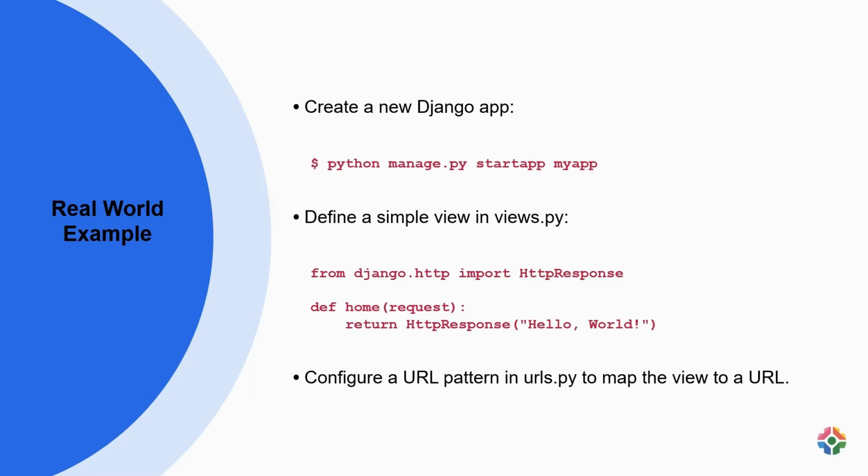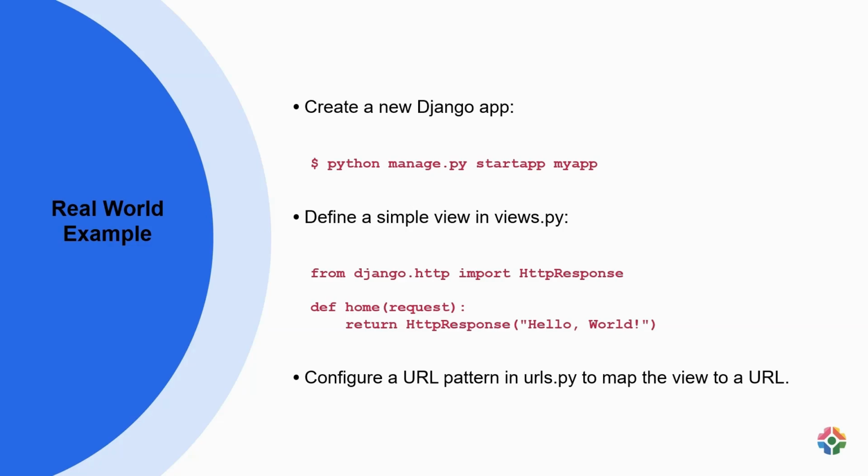To map this view to a URL, you need to configure a URL pattern in the urls.py file of your app. You can use Django's URLconf to do this. For example, if you want the home view to be accessible at the URL yourdomain.com/myapp/, you can add a path in the urls.py file that includes the path to the home view using the path function. For instance, from django.urls import path, from . import views, urlpatterns = path('home/', views.home, name='home'). This configuration inside the urls.py file will route the URL /myapp/home/ to the home view, thereby displaying hello world when accessed through the browser.